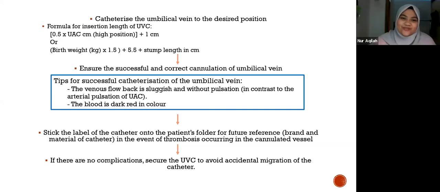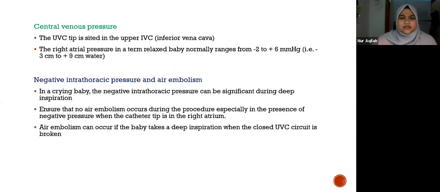Okay, and then we should ensure the successful and correct cannulation of the umbilical vein. In successful catheterization of the umbilical vein, the blood should be dark red in color, and the venous flowback is sluggish and without pulsation. And then we just take the label of the catheter, similar as earlier. If there are no complications, secure the UVC to avoid accidental migration of the catheter.